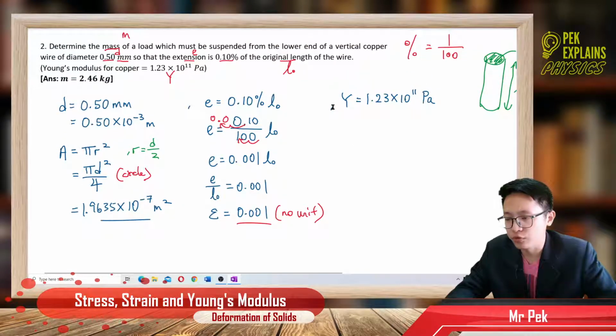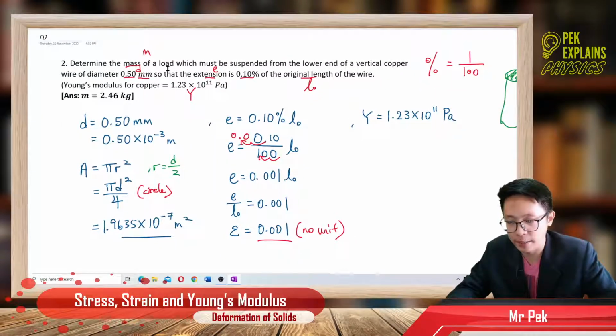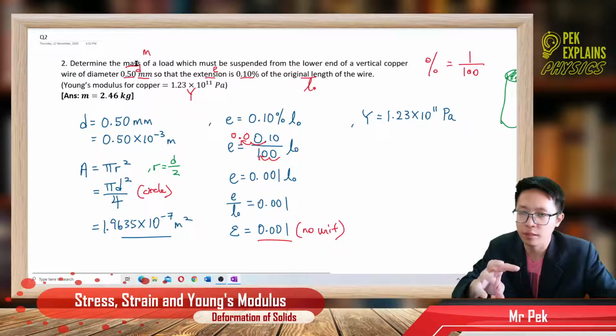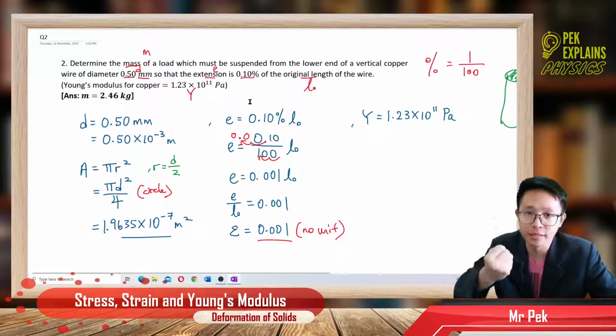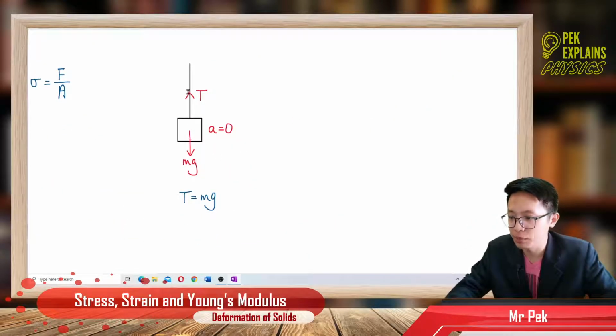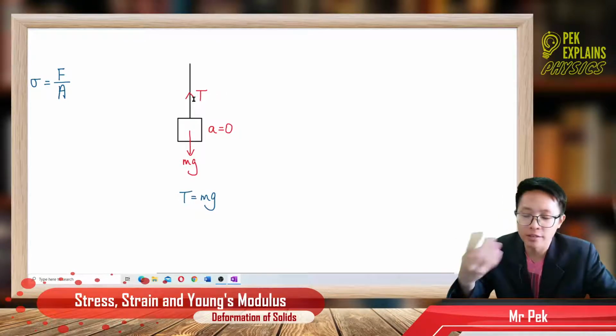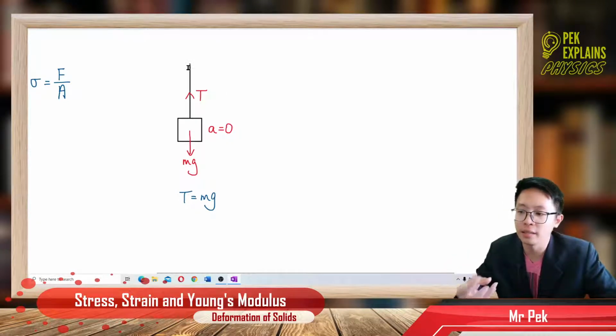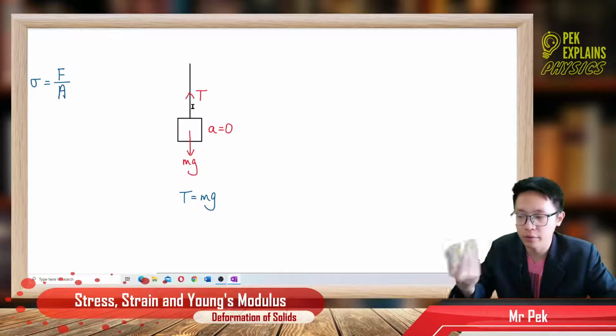So I need to find the mass which is hanging. That means the mass is pulling on the rod. So there is a tension, a force acting in the rod. So when you have force, you have stress, isn't it? Force over area, you have stress.